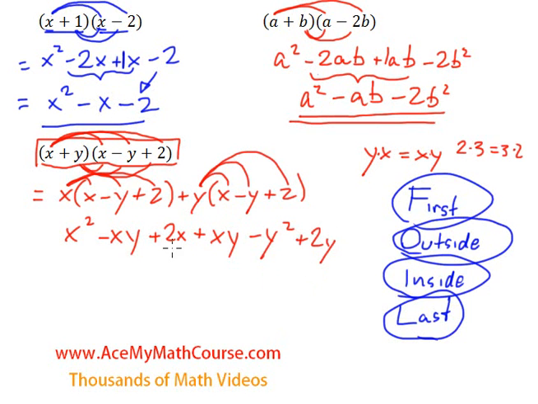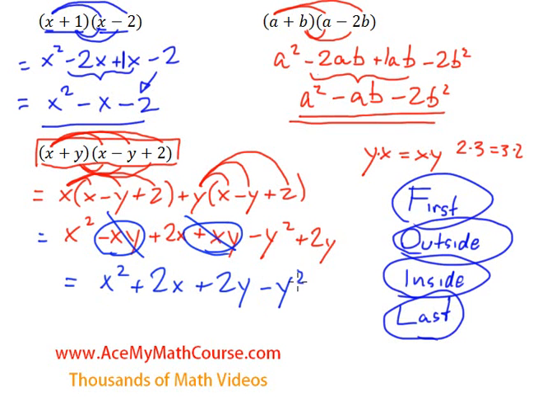In this case, we only have two like terms. Negative xy plus xy will cancel out. So we end up with x squared plus 2x plus 2y minus y squared. And that's as far as we can go.